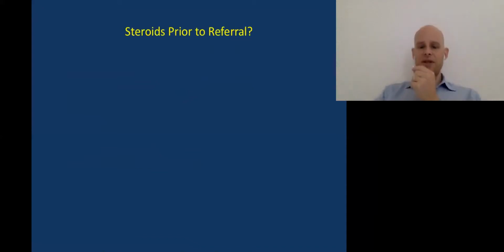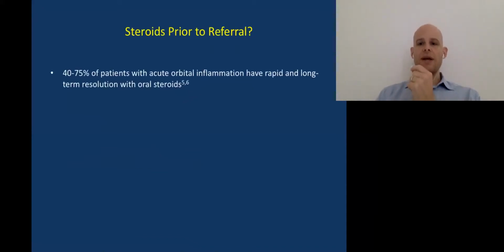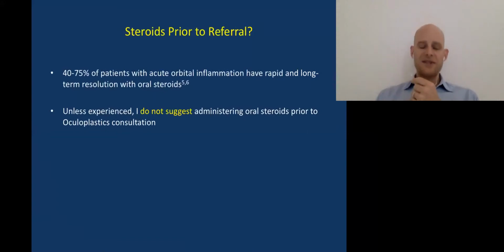What about steroids? So this is worth talking about. It's important to remember that depending on the series, anywhere from 40 to 75% of patients that have acute inflammation of the orbit that is often idiopathic, but it can be of any cause, will have rapid and long-term resolution of their inflammation and of their disease with oral steroids. So that is true. However, unless experienced, I do not suggest giving oral steroids prior to consultation with an oculoplastic surgeon. So I would only suggest giving steroids if you're comfortable assessing orbital diseases.